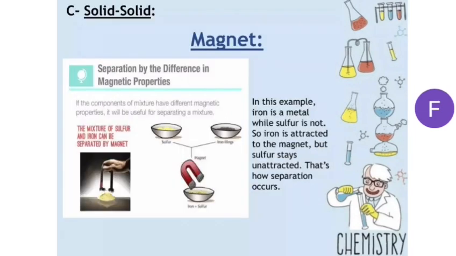Finally, how can we separate a heterogeneous mixture of solids? That means if we have two solids forming a mixture. Example, a mixture of iron and sulfur. Iron is attracted to the magnet, but sulfur stays unattracted. Then we can use a magnet to separate the iron from sulfur.